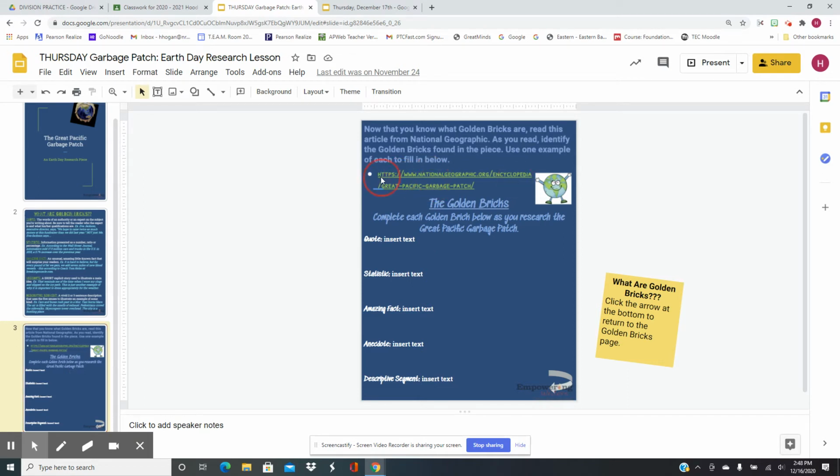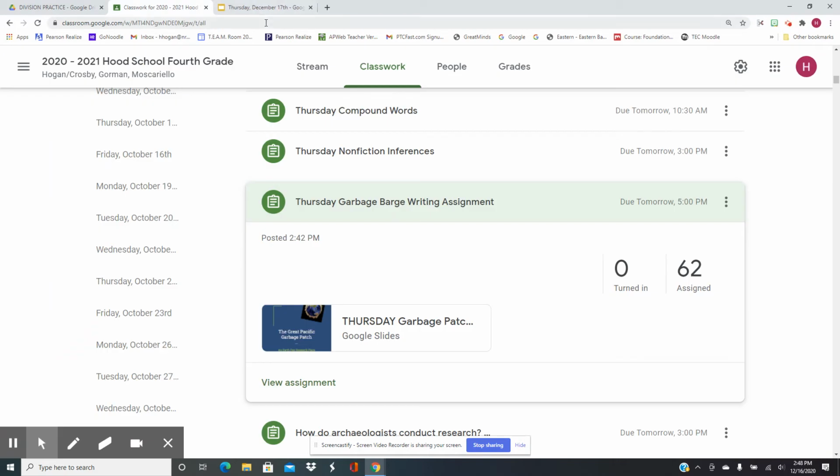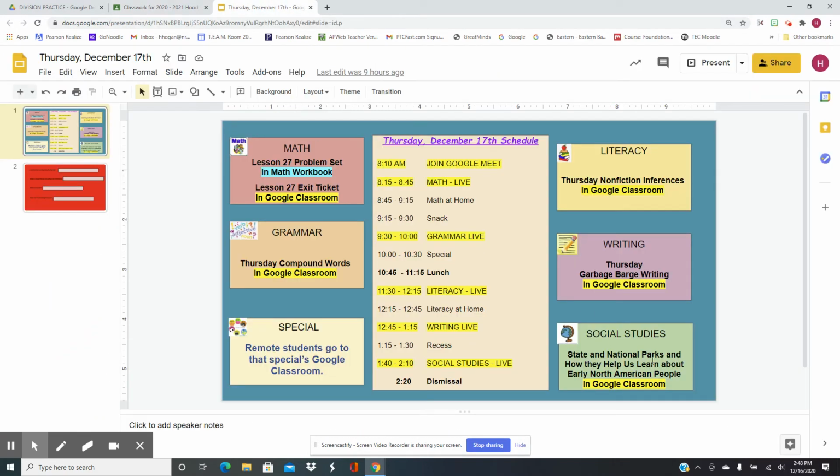Oops, I hope this works. Oh, now that I'm doing this, why is it not live? Uh-oh. I think I'm going to have to put a link in here because it's the Great Pacific Garbage Patch. I'm going to have to find that and put that in there. So you're working on your golden bricks today. Well, that was good to know.